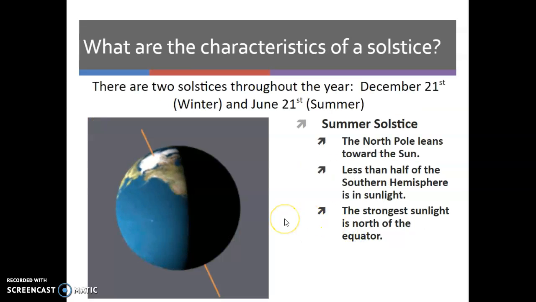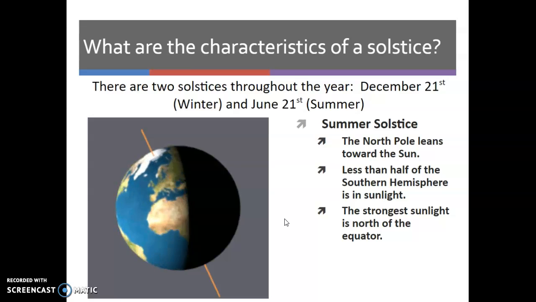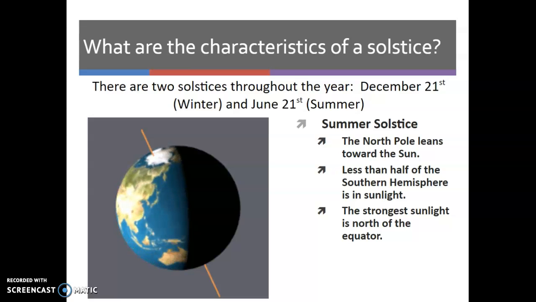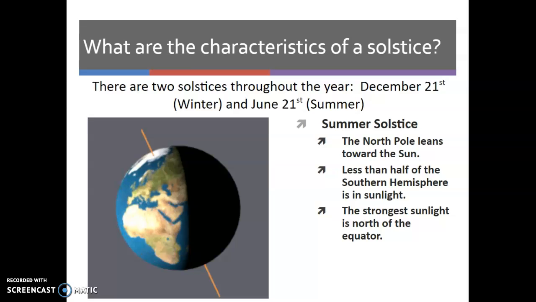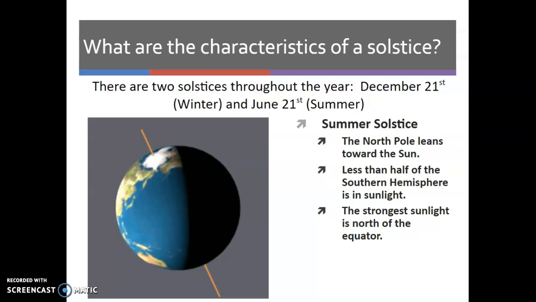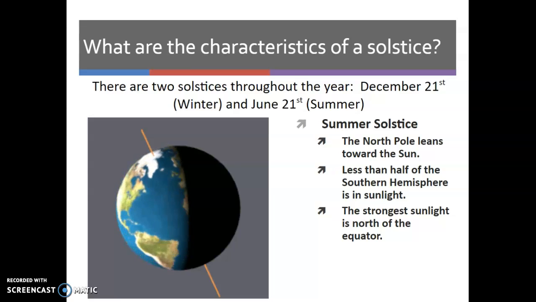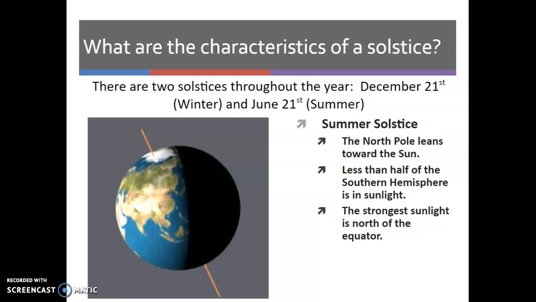Now, a solstice is different. There are two solstices throughout the year. One is on December 21st, and one is on June 21st. The summer solstice is when the North Pole is leaning toward the sun, and that's what you can see in this picture. You'll see that it's getting some sunlight, and it's hitting north of the equator. So less than half of the southern hemisphere is in sunlight. The strongest sunlight is north of the equator.